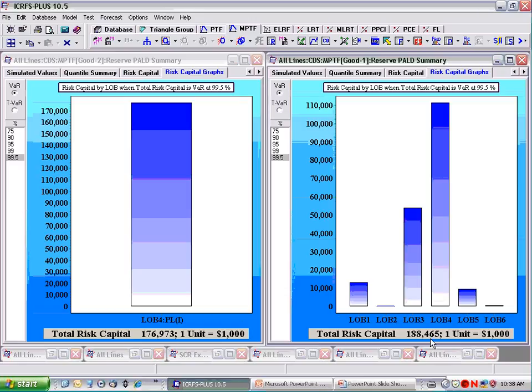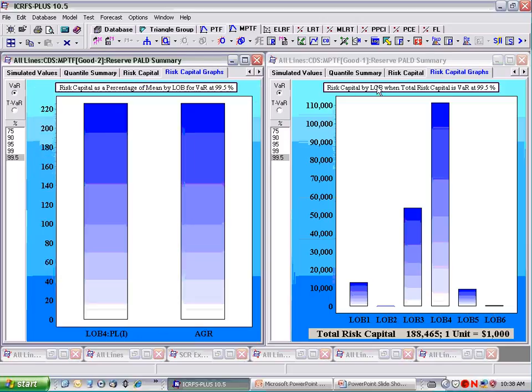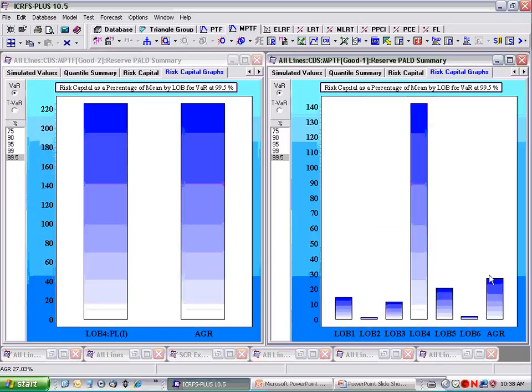Of 188.465 million, you would assign or allocate 111 million to LOB4. What about percentage-wise? For the aggregate, this is really an indication of risk diversification credit. For the aggregate, you only need 27%. The VAR at 99.5% is only 27% of the mean reserve for the aggregate. Let's compare that with our solvency measures, which depend more on delta TPs for subsequent years, and the VAR only for the next calendar year.